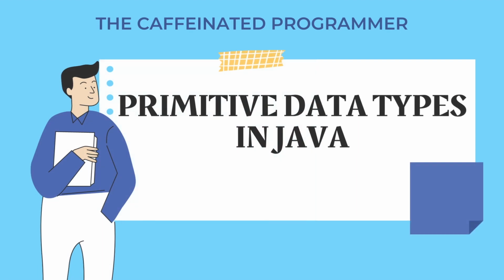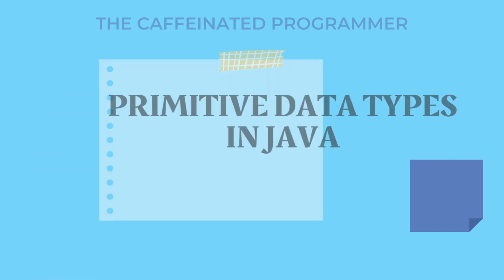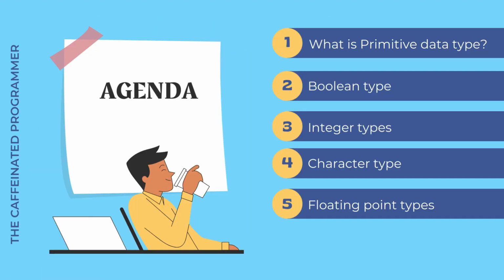Hello guys, welcome back. In this video, we will continue our discussion of data types. The agenda for today's video is to understand what a primitive data type is, and to look at the various primitive data types which fall under the categories of the Boolean type, various integer types, the character type, and finally the various floating point types. So without wasting time, let's get started.